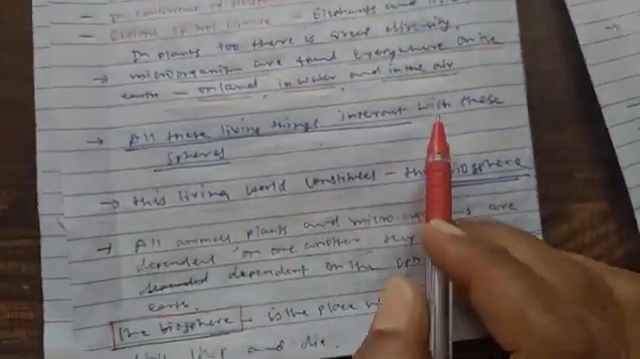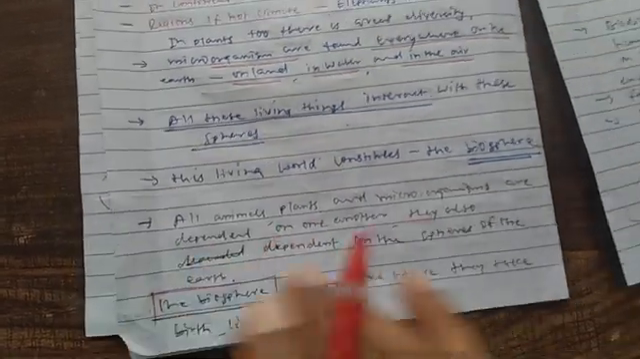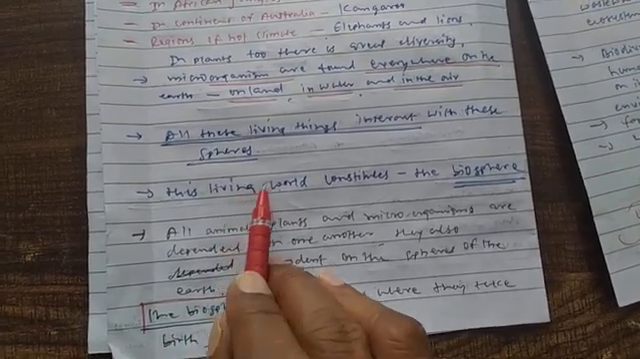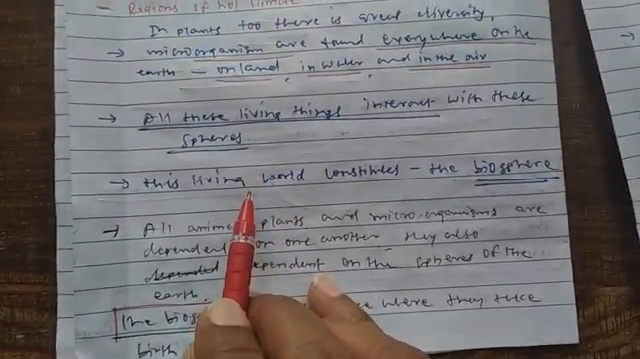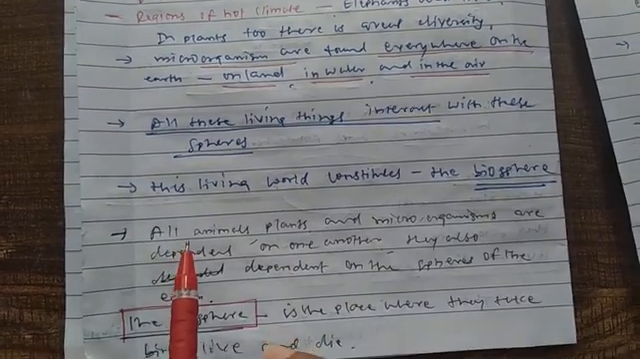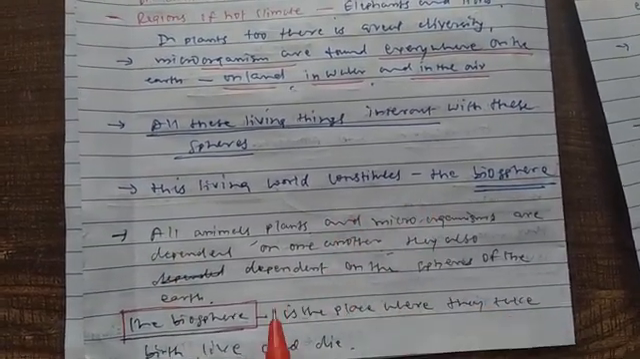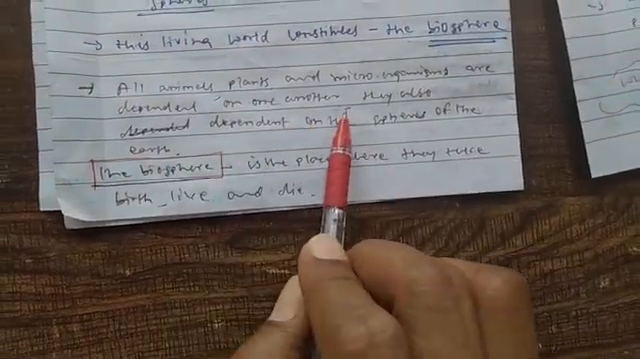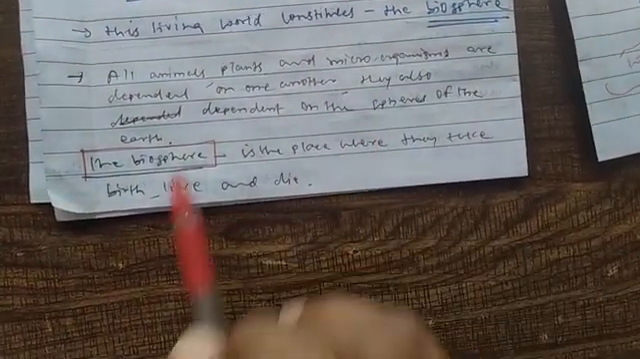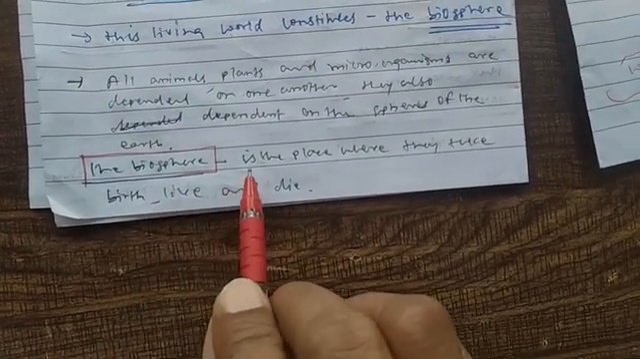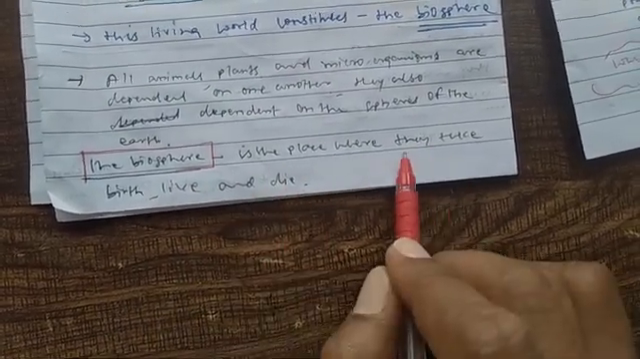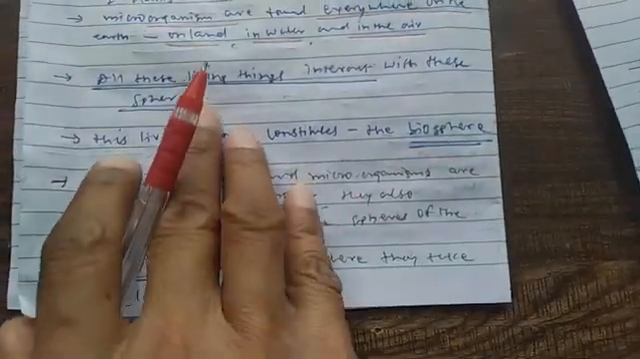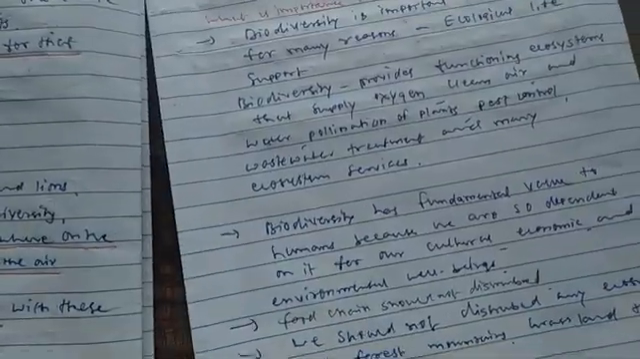All these living things interact with the space. Hydrosphere also interacts with the lithosphere. Lithosphere also interacts with the hydrosphere. You have to understand that. And all these living things constitute the biosphere. All animals, plants, and microorganisms are dependent on one another. They are also dependent on the space of the earth. Biosphere means a place where they take birth, live and die. This is the biosphere. Now I want to explain what is biodiversity.